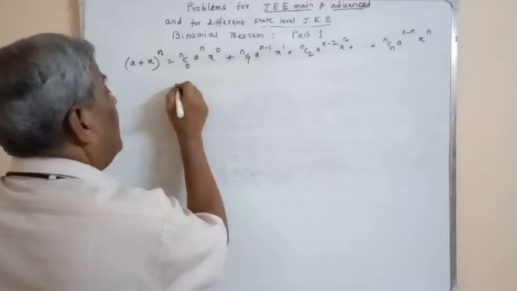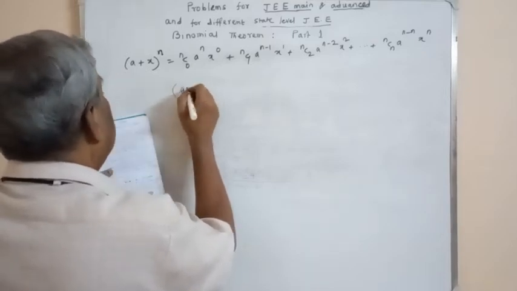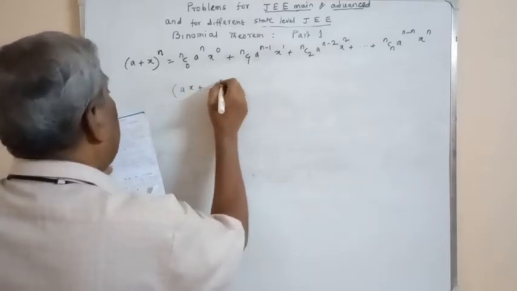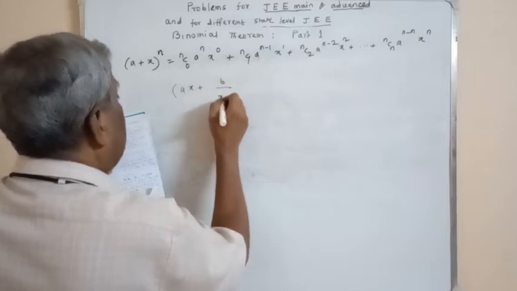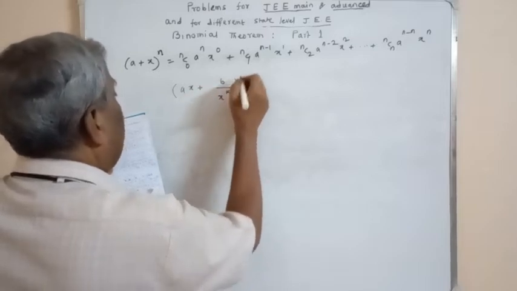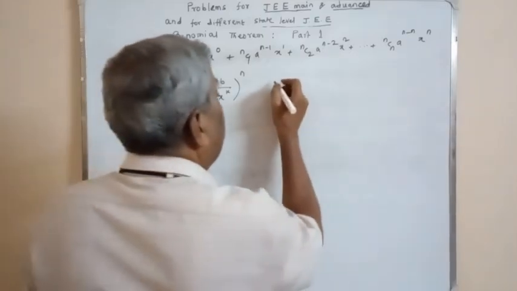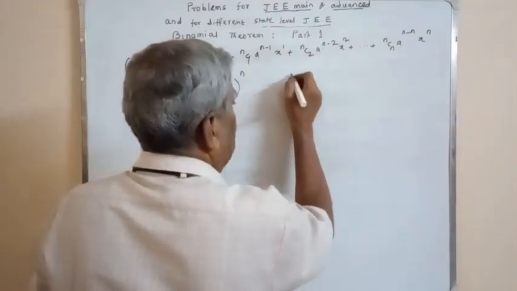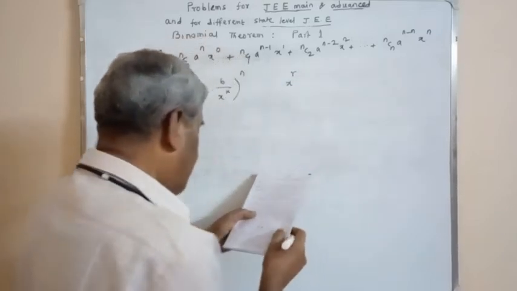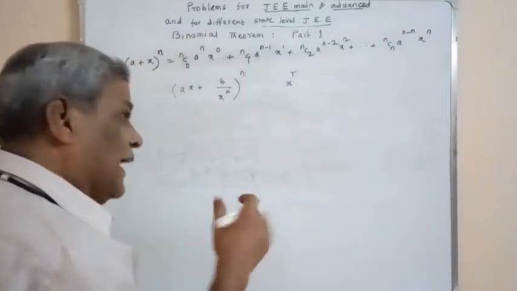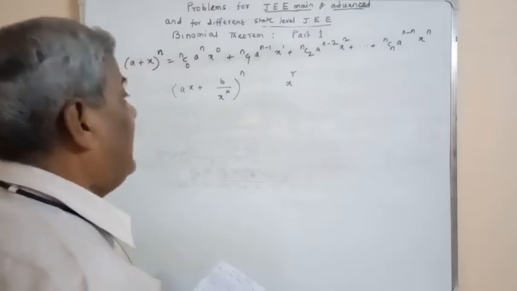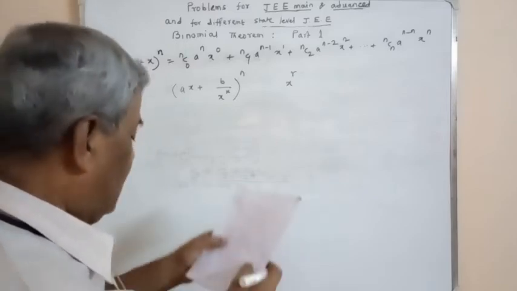So next, in the binomial (ax + b/x^k)^n, the binomial term containing x to the power r can be obtained very easily simply by counting. How?